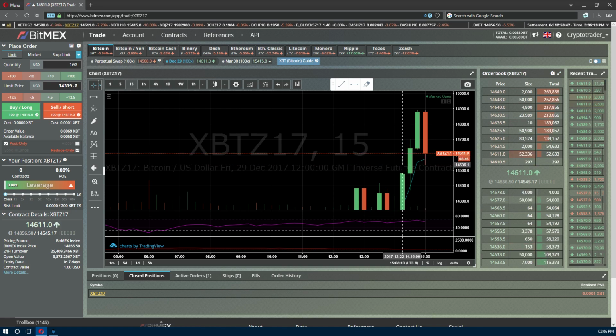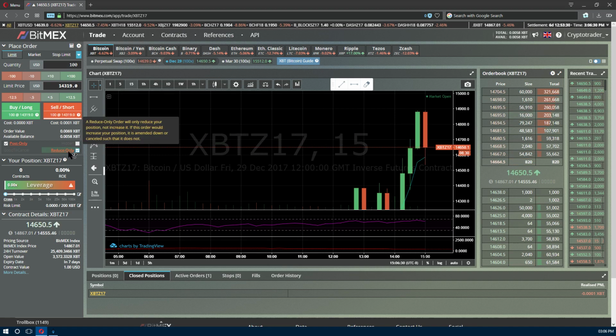14.8 to 14.5. So on $300 you lose 0.0001. Okay, we want to make all of this back. So let's see how this candle ends. I think I had to click this reduce only, which will only reduce your position, not increase your position. If this order would increase your position, it is amended down or canceled such that it does not increase your position, which means adds to your position.